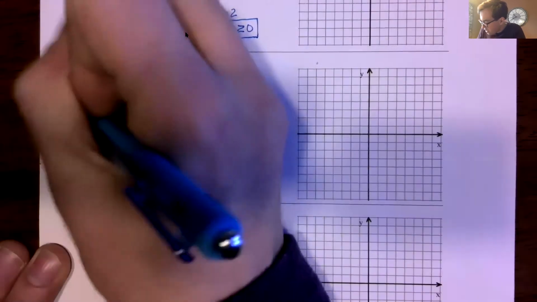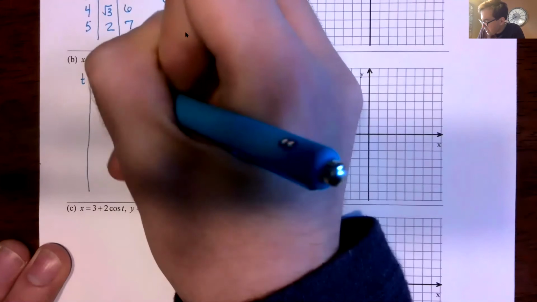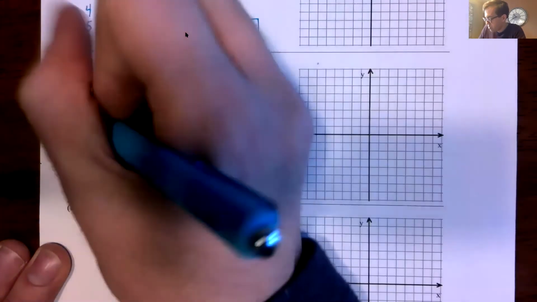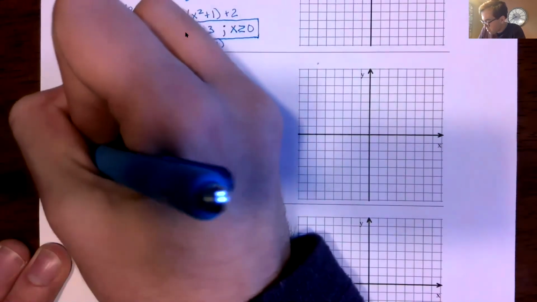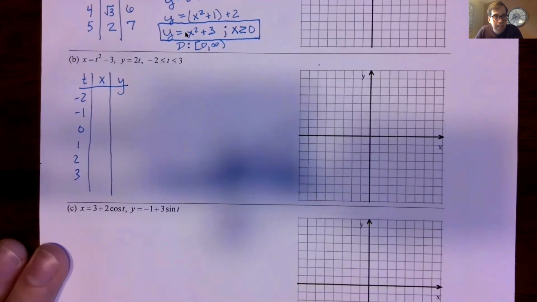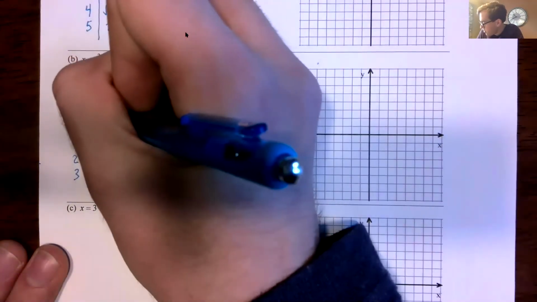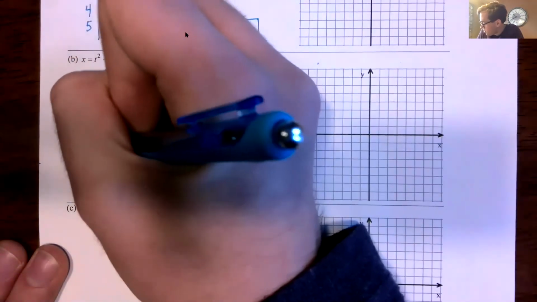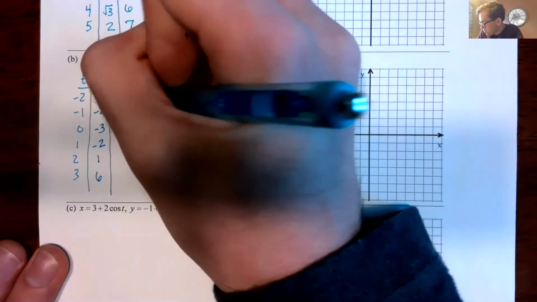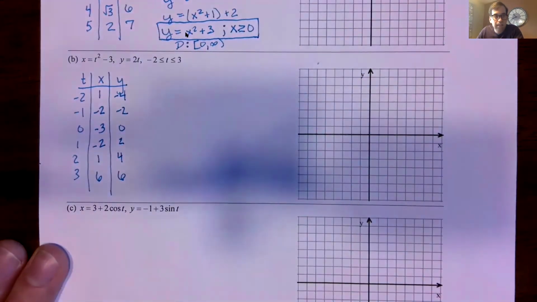So what I'm going to do is make my chart with t, x, and y. And to graph this, we are just going to put all of the integers from -2 to 3 as our t's. And I'm going to plug each one of those in for x and each one of those in for y, and I'm going to write down the values that I get. All right, that's what I got here.